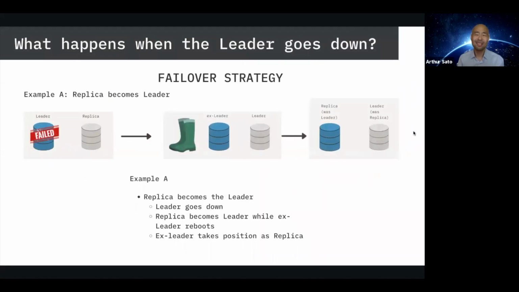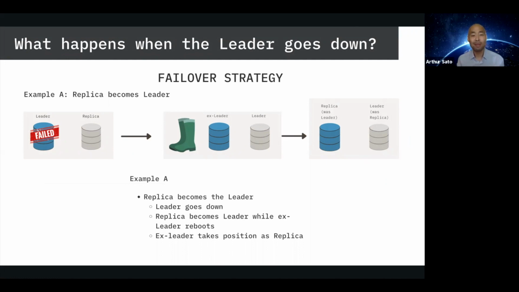What happens if a leader goes down, you say? Well, we'd have to institute a failover strategy. A failover strategy is basically a plan for what happens if the leader goes down. And there's a few ways we can handle this, and we'll talk about a couple.